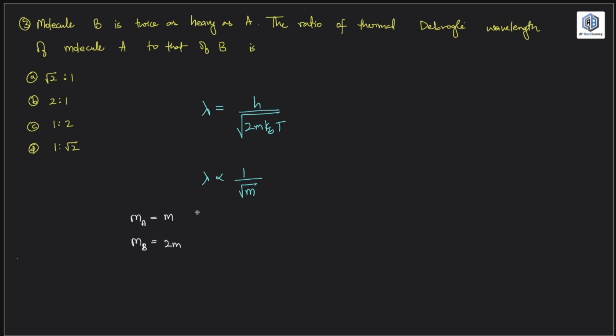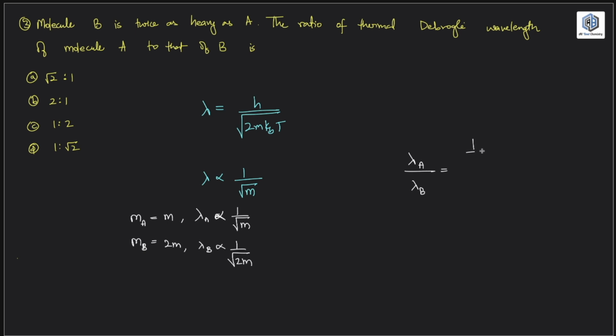The thermal de Broglie wavelength corresponding to this, let it be lambda A, and corresponding to this let it be lambda B. So lambda A will be proportional to 1 upon the square root of m, whereas lambda B will be proportional to 1 upon the square root of 2m. If I take the ratio, it says that the ratio of thermal de Broglie wavelength of A to that of B, that means we have to do lambda A divided by lambda B.